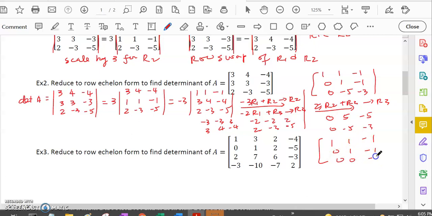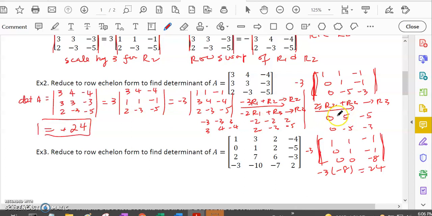0, 0, negative 8. So I should do a determinant. So I should carry negative, right? Negative. Okay, so it's negative 3. Now I can do the determinant of this. This is the upper triangular matrix. So 1, 1, negative 8 is the determinant. So negative 3 times negative 8, that is 24. So this determinant is equal to positive 24, and that's the answer.